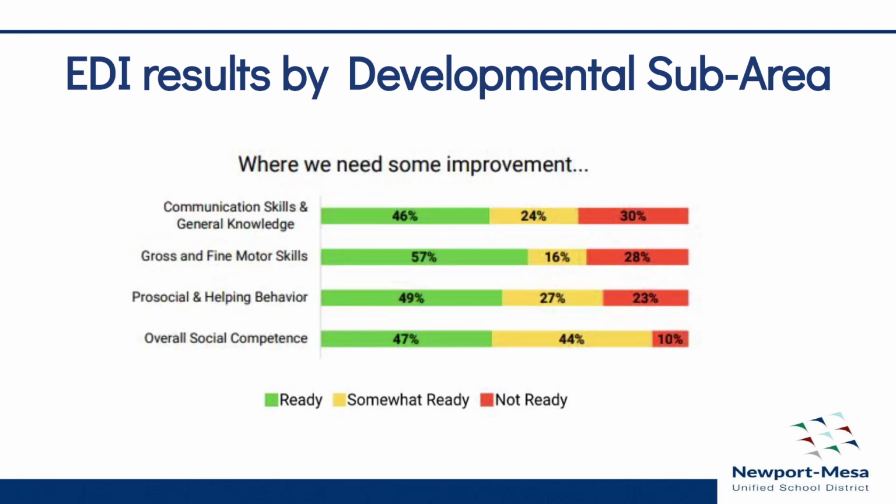Where we could look for some improvement, now this is at the district level, and it takes into account all of our schools, but when I looked at every single school, every school has these vulnerabilities, and these students come in with the same vulnerabilities. Communication skills and general knowledge is their ability to do imaginative play, to tell a story, to communicate in English, and to express their needs. Gross and fine motor skills is their ability to manipulate a pencil, maybe to manipulate objects, their ability to be energized throughout the day, so that they don't grow tired. Pro-social and helping behavior is all of those friendship skills, being able to cooperate, helping others. And then overall social competence is really looking at self-regulation. Are they able to follow directions and listen to the teacher?